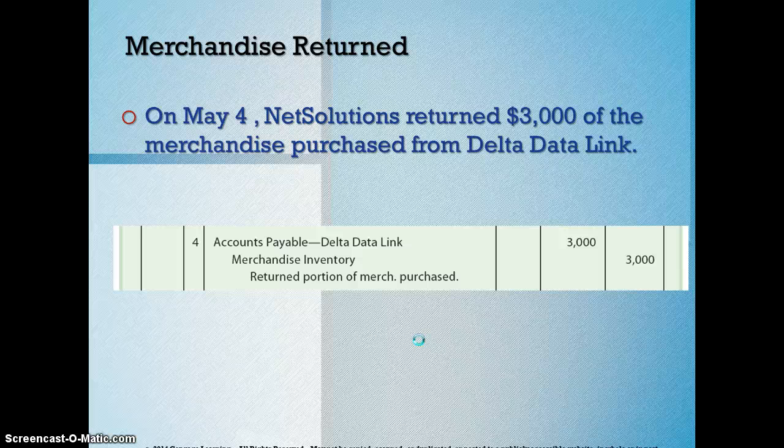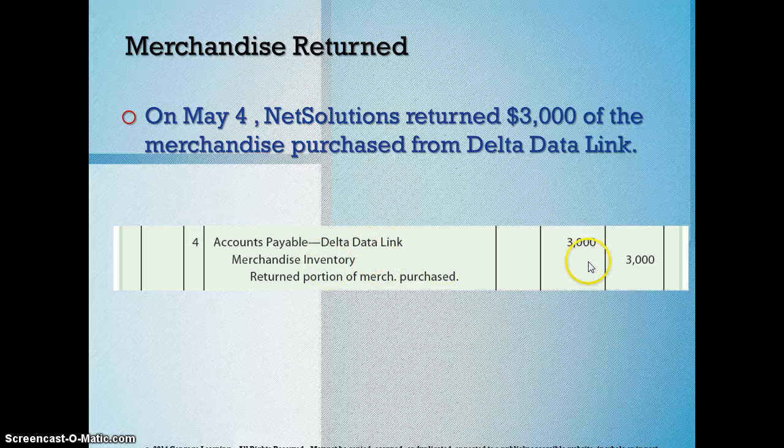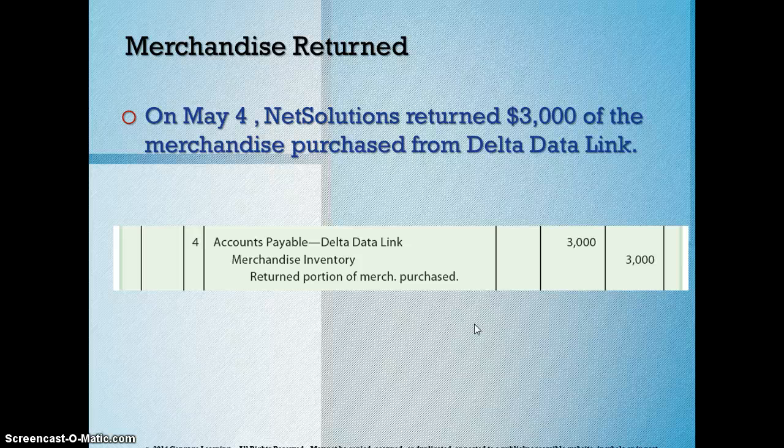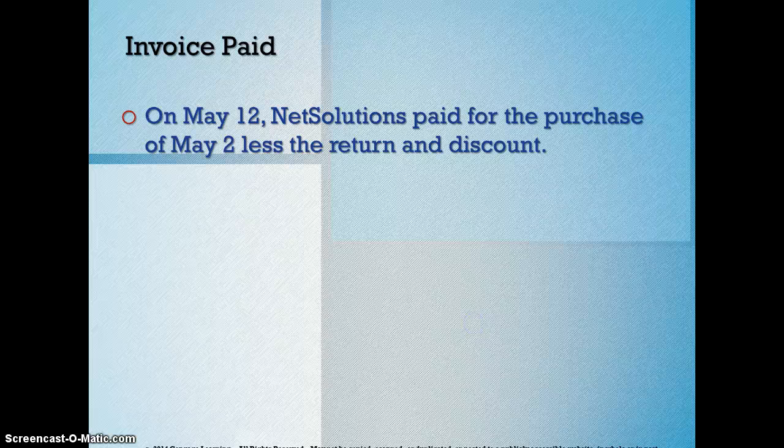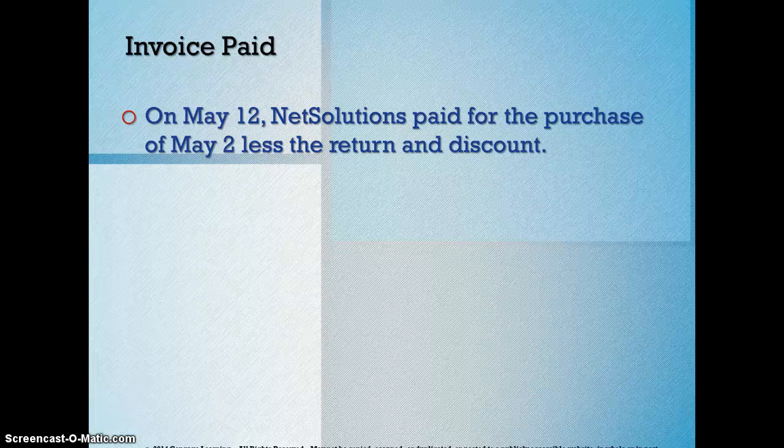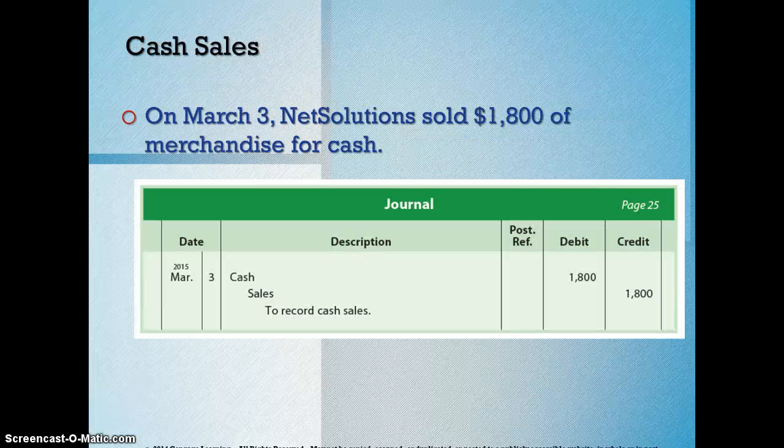May 4th, we decide to return $3,000 of that merchandise. It was not what we wanted. So we reduce what we owe Delta Datalink, and we reduce our inventory. So now we owe Delta Datalink $2,000. The terms are still 2/10 net 30. So May 12th, we decide to pay our bill. So we're paying within that 10 days, so we need to calculate our discount.